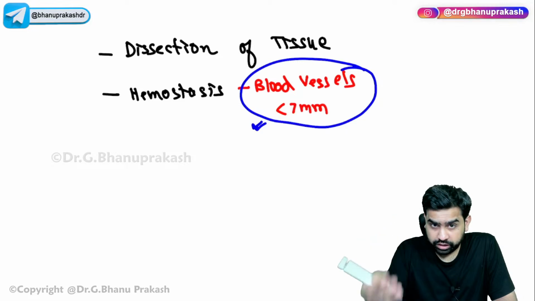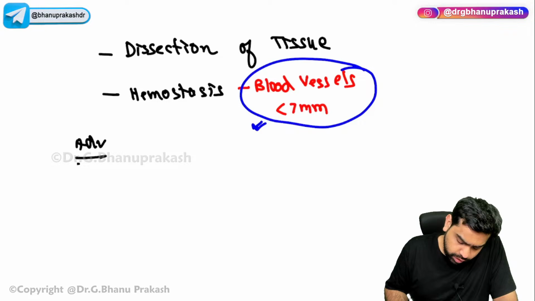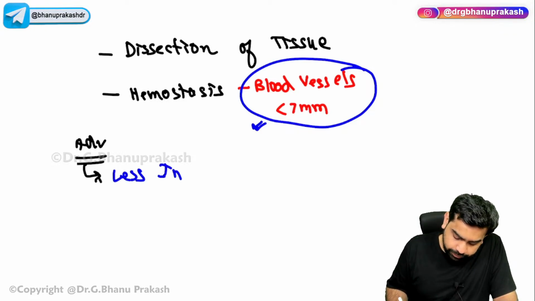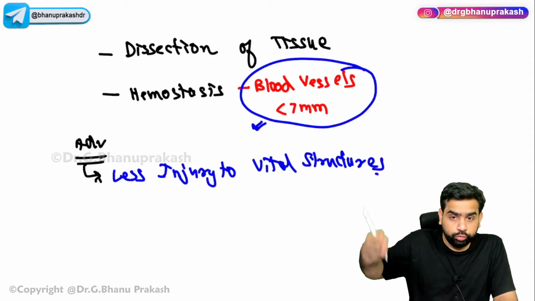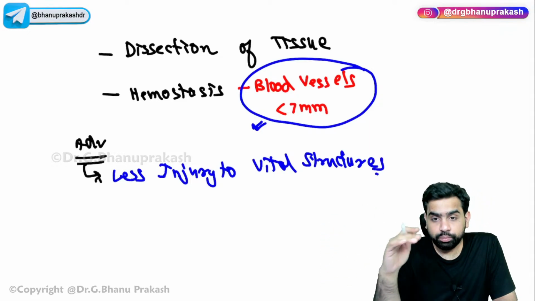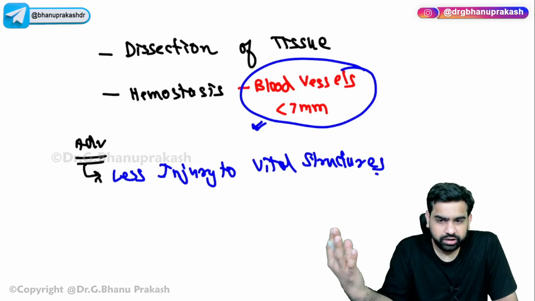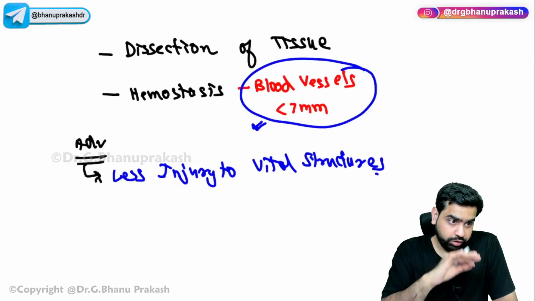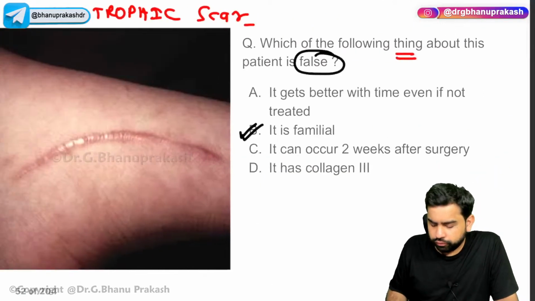It is helpful in the dissection, and it is also helpful in attaining hemostasis. What is the advantage of this harmonic? The advantage is that it causes very little injury to the vital structures. If you use a monopolar cautery, you might cause injury to the nerves and the important big vessels or other vital structures around. But with the harmonic, the chances of injury are very, very less. Bleeding is less too, and everything is a bit better with that.